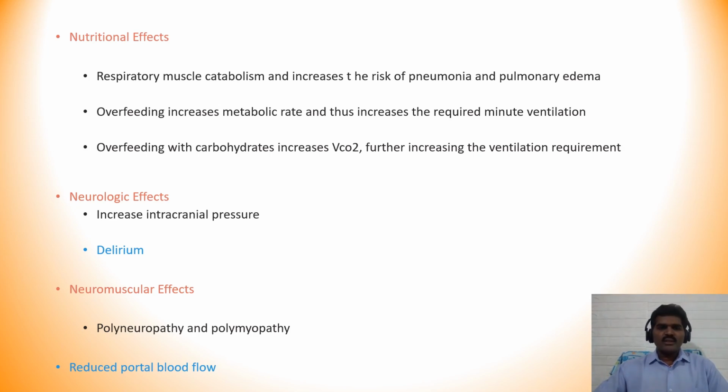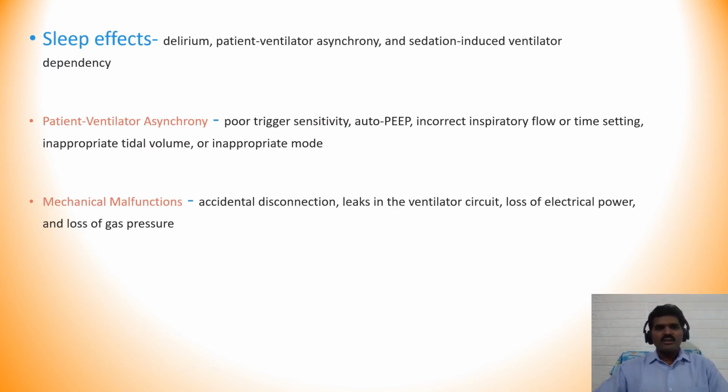Neurological effects include increased intracranial pressure, and most patients will have delirium after tube removal. Neuromuscular effects, usually on prolonged ventilation, polyneuropathy and polymyopathy are the common manifestations, and reduced portal blood flow is also seen in mechanically ventilated patients. There are effects on sleep, like delirium, patient-ventilator asynchrony, and sedation-induced ventilator dependence.